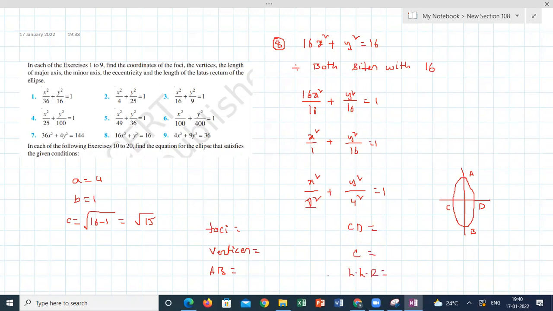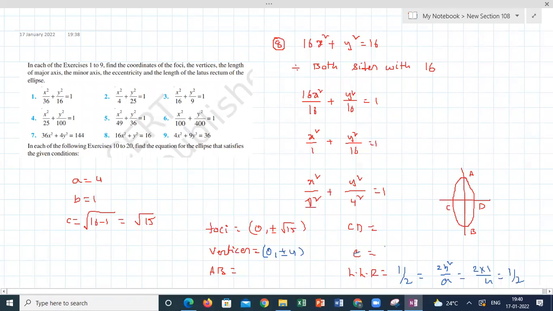Sir, foci is 0 comma plus or minus root 15. Next, vertices are 0 comma plus or minus 4. The latus rectum is 2b²/a, which is 2 into 1 by 4, so 1 by 2. Correct.